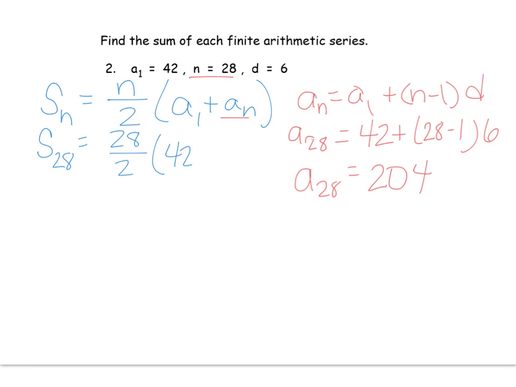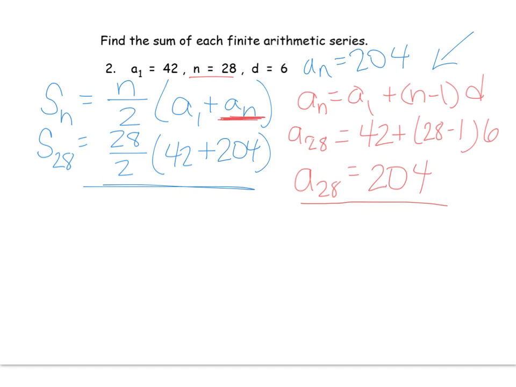And once I know that A28 is 204, I know that that is the number I needed for AN. So now I can say, okay, AN was 204. Now I can find the sum of those numbers. So AN was a missing piece that I needed, and I had to go find it using this arithmetic sequence formula. So now that I have all the pieces I need in the arithmetic series formula, I can simplify that. So the sum of those 28 numbers, 28 divided by 2 would be 14, and 204 plus 42 would be 246.